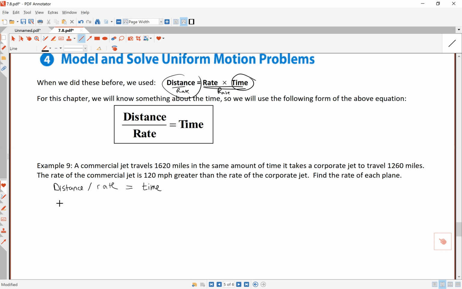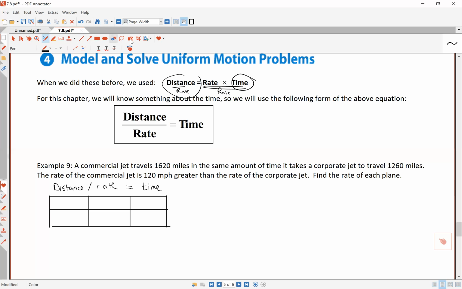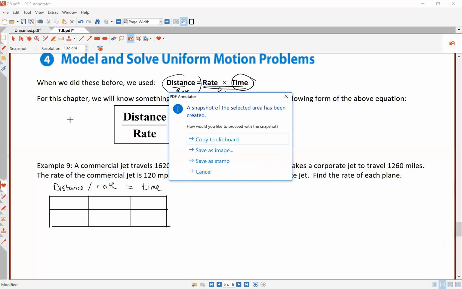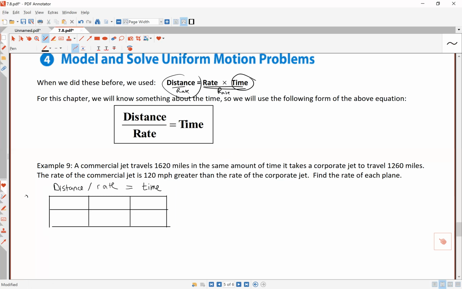In this problem, we have a commercial jet that travels 1,620 miles in the same amount of time. That's the key phrase there that tells me to use the time formula as opposed to distance. In the same amount of time that it takes a corporate jet to travel 1,260 miles. So the two legs of the trip are corporate jet and commercial jet. So our commercial jet travels 1,620 miles in the same amount of time it takes a corporate jet to travel 1,260 miles.